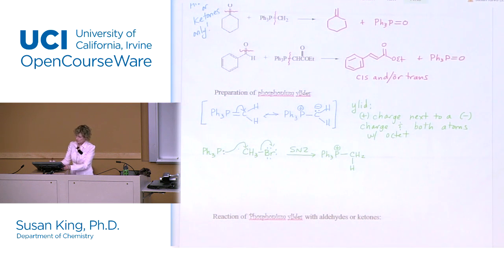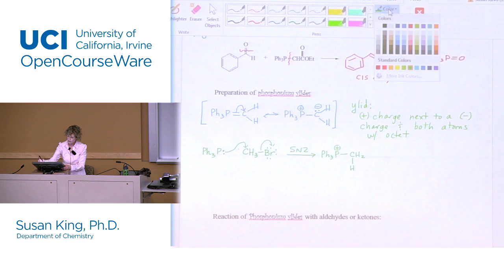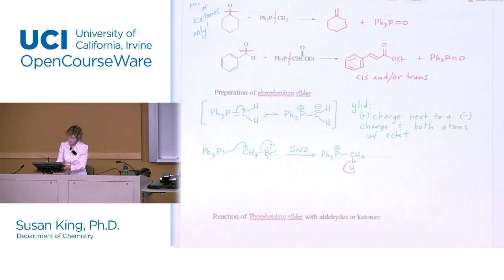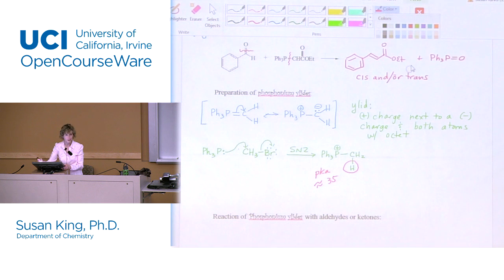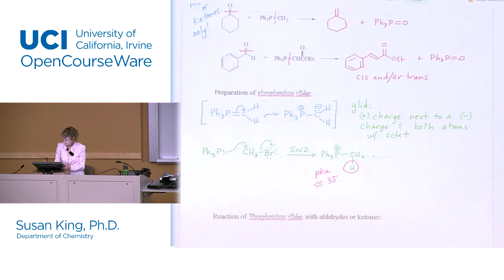In the next step, we need to remove this acidic hydrogen. It's kind of a reach to call it acidic hydrogen. It's not very acidic, pKa approximately 35. So in order to remove that proton, we need a really strong base. The base that's typically used for this is called n-butyllithium. The n just means normal, so it means a butyl group that is not branched. So it would look like this: 1, 2, 3, 4. That's what it looks like. It's an extremely strong base.